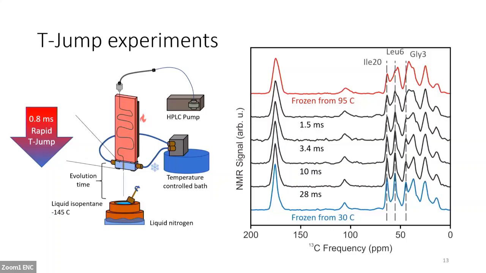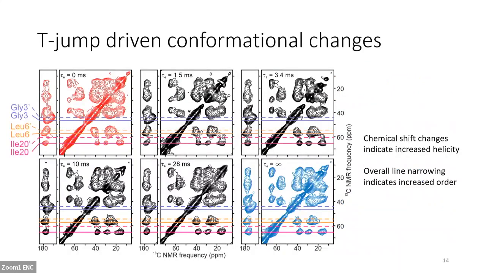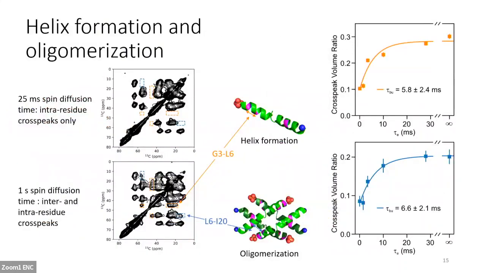And we also see that the alpha carbon frequencies shift from this predominantly random coil configuration to a more ordered configuration after a long evolution time. This is even more clear in the 2D spectrum again, where here we're seeing pronounced shifts and line narrowing as the evolution continues. So to quantify the timescales of helix formation and oligomerization, we looked at the buildup of intermolecular cross peaks.